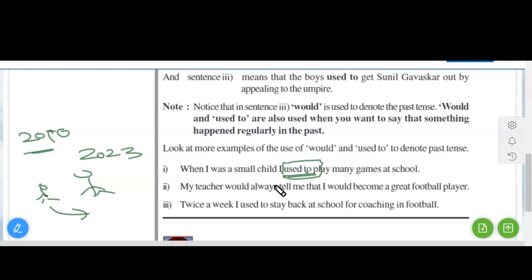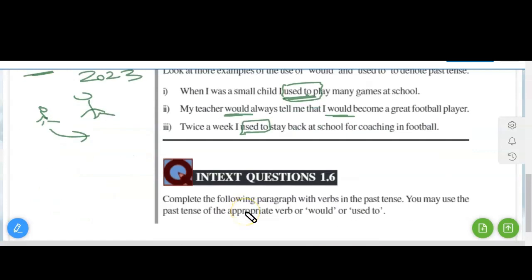My teacher would always tell me that I would become a great football player. So this thing was told by his teacher in the past. Twice a week I used to stay back at school for coaching in football. So it has happened in the past, maybe a year before, maybe 10 years before, maybe a week before, but in the past. That which is happening now is known as present. Twice a week he used to do this football coaching.